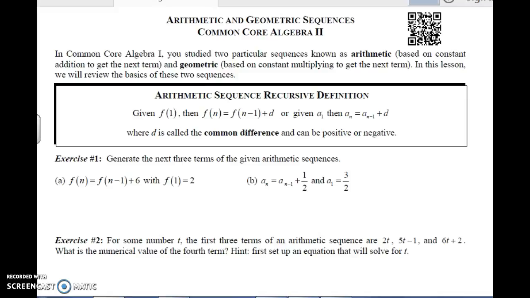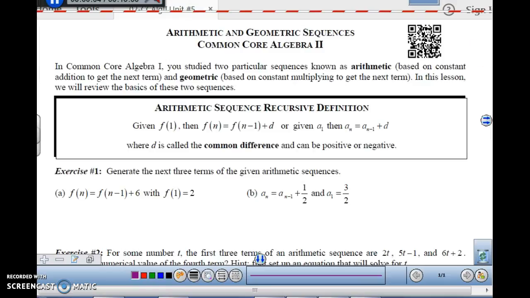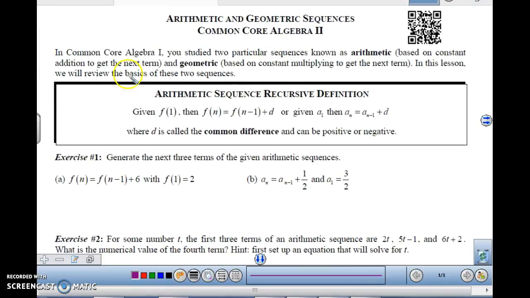This is Algebra 2, Unit 5, Lesson 2 on arithmetic and geometric sequences. We talked about arithmetic and geometric sequences back in Algebra 1. Algebra 1 told us, in particular sequences, the arithmetic sequence is based on a constant addition. You add every time to do an arithmetic sequence.